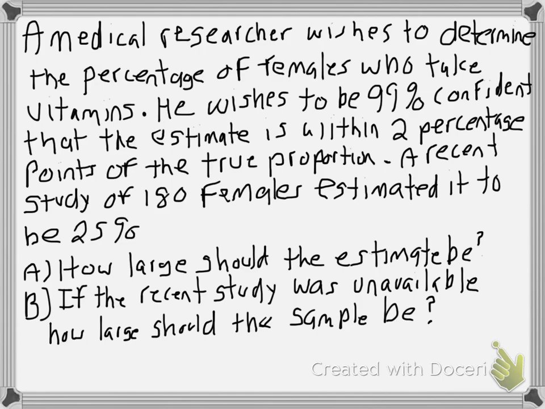Okay, so we're looking for sample sizes, right? So we need to look at n. Okay, so what are we going to do? For part A, we've got our formula n equals p hat q hat times z of alpha over 2 divided by E, squared.